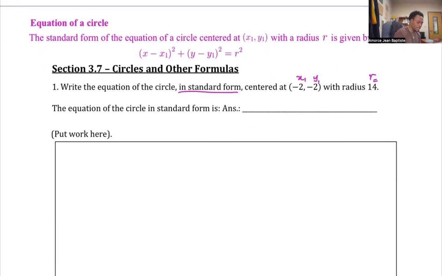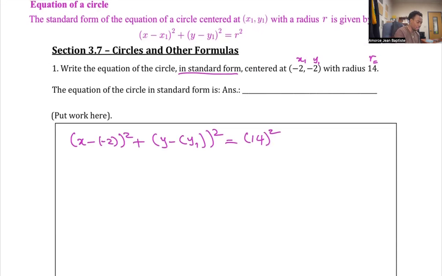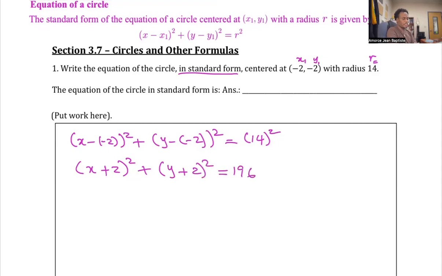So the standard form would be (x minus x1), which is negative 2, squared plus (y minus y1) squared, that is equal to 14 squared. If we simplify, y1 is negative 2, so we put negative 2. So that is (x plus 2) squared plus (y plus 2) squared equals 196. That is the equation of the circle in standard form.